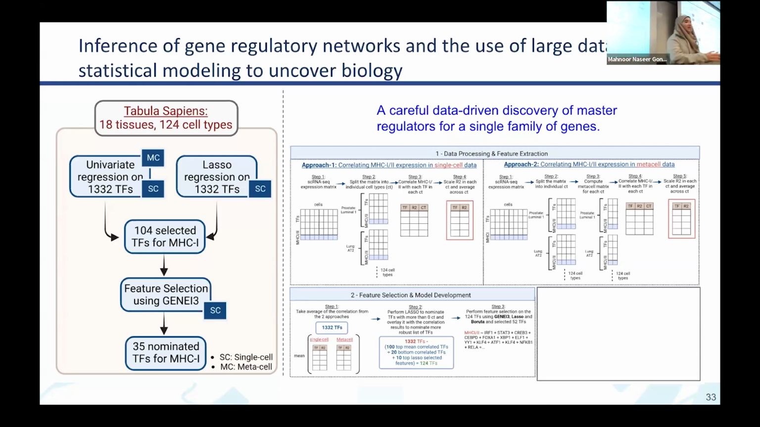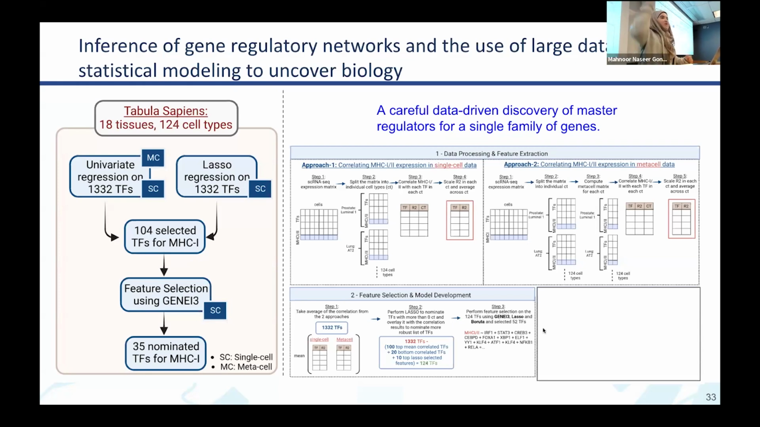So we got this result from Spearman correlation and lasso, so both univariate and multivariate regression, meta cells and single cell. We got this, so this is a previous number. We got 104 transcription factors. We're not done yet because we have other tools, right? We have so many other tools for feature selection, for nominating the best genes. Let's try to incorporate those as well.